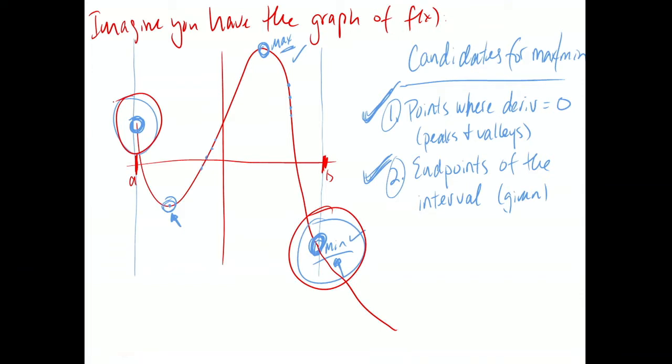That's not going to be the maximum or the minimum. So it's just going to be nothing, right? But I'm going to include that as a candidate at the very least. And again, what do I mean by candidate?